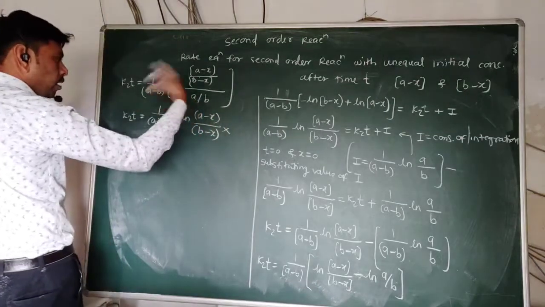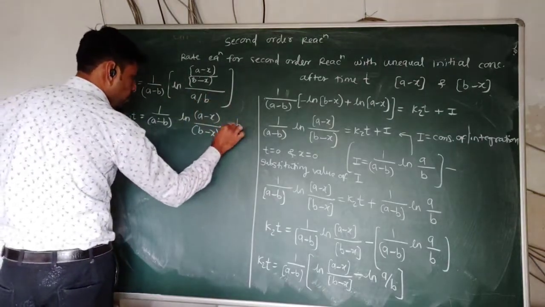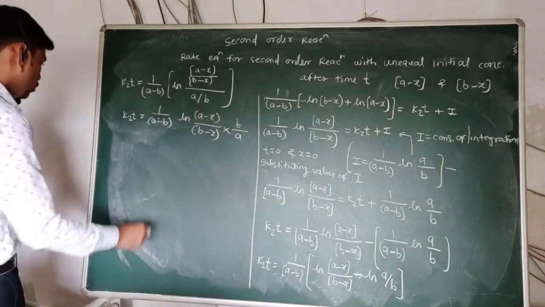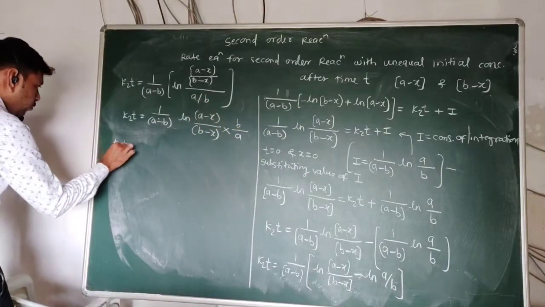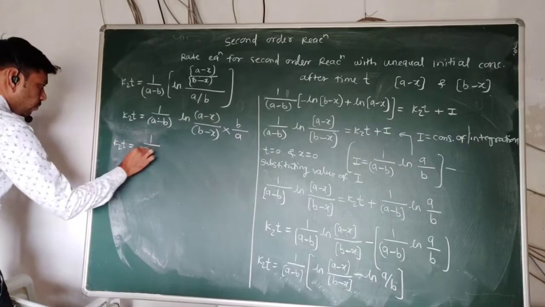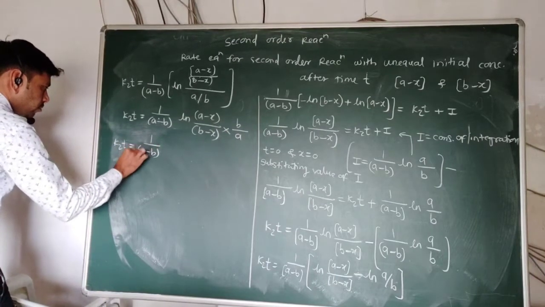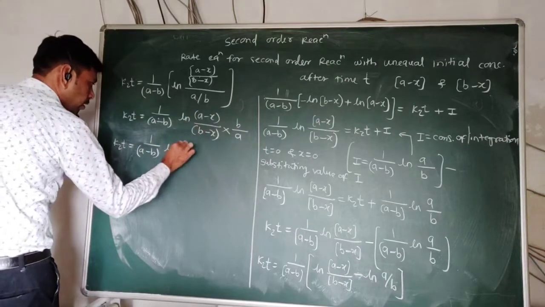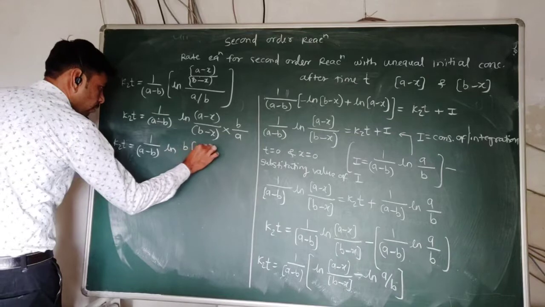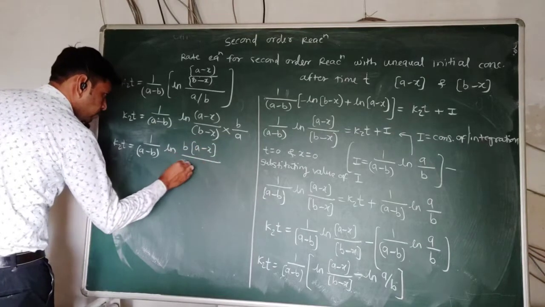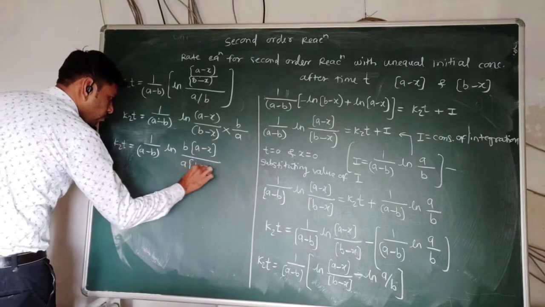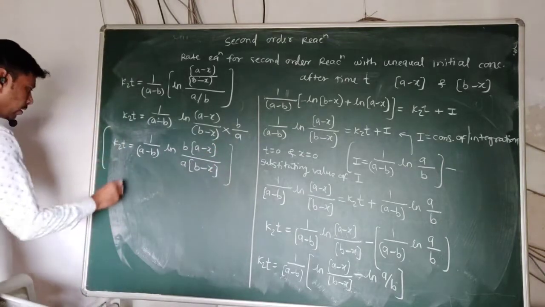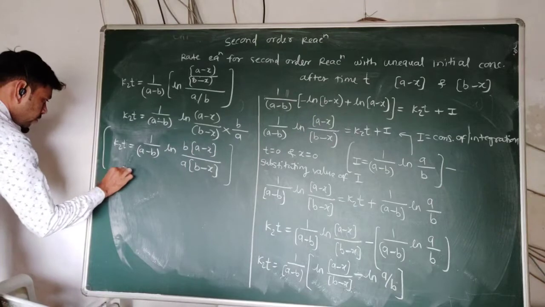So a upon b after inversion becomes b upon a. So the equation becomes k2t equal to 1 upon a minus b into ln of b multiplied by (a minus x) upon a into (b minus x). So this equation we obtain.